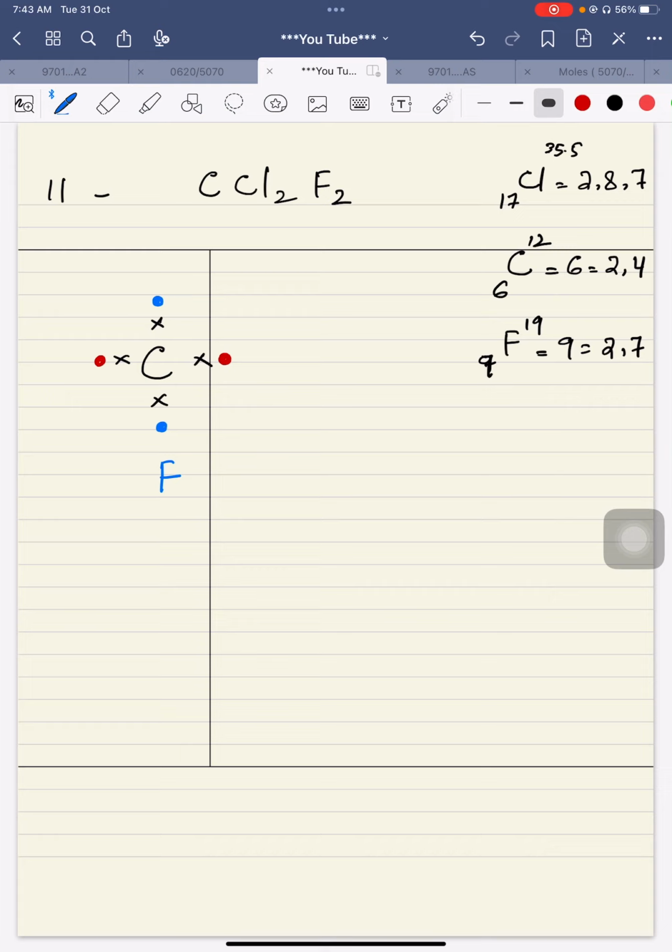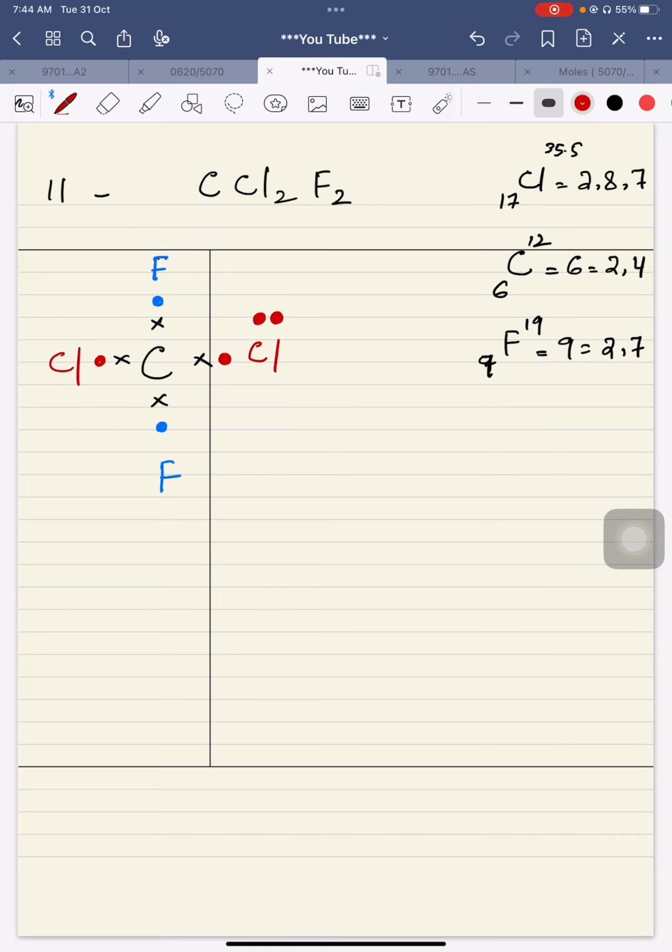Before moving there, I would like to write this. This is chlorine and this is fluorine. So these are the electrons of chlorine and fluorine. Right now, I'm going to draw the electrons. So this is number one.